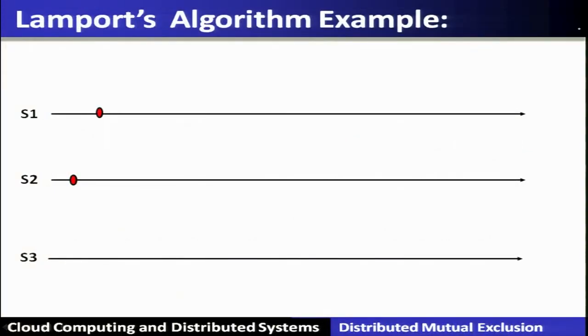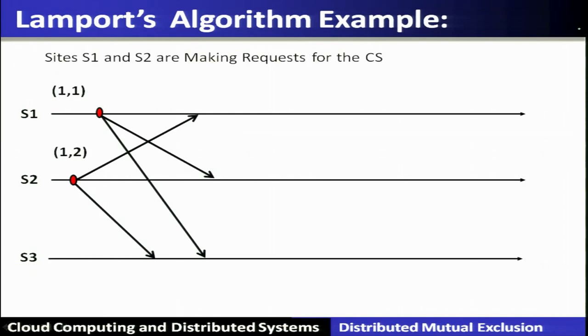So, let us see an example which will illustrate Lamport's algorithm. Let us assume that two sites, S1 and S2, simultaneously want to enter the critical section, so they have requested and broadcast their requests. S2's request will be received at S1 and S3, and S1's request will be received at S2 and S3. They also send their timestamp and site number.